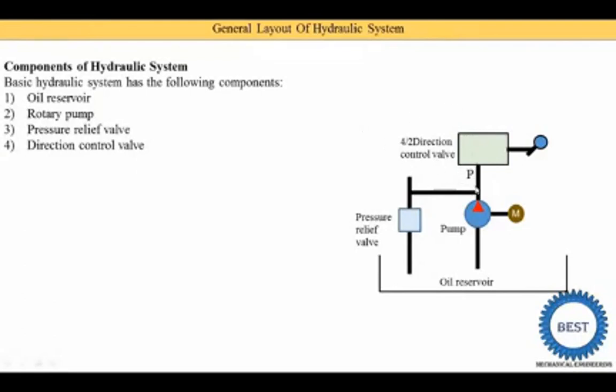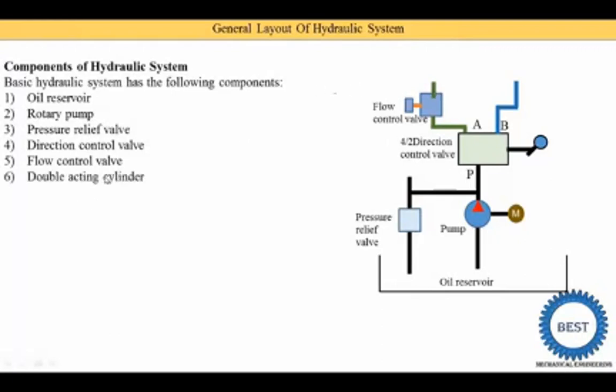This is one inlet that is coming out from the pump. It is the P, and it has 2 outlets. It is either supplied to this A pipe or to the B pipe. That's why its name is the 4x2 direction control valve. Next is the flow control valve. The flow control valve is provided here. Here you see it is the flow control valve.